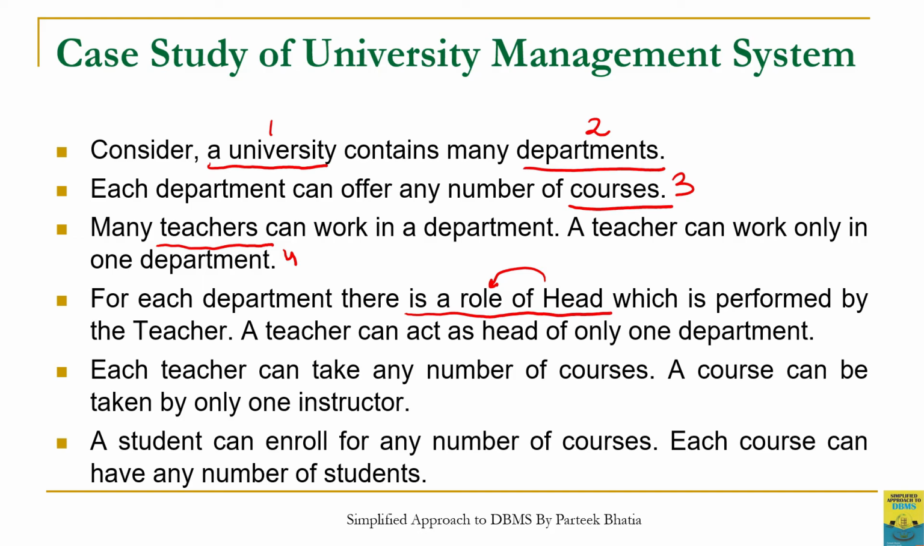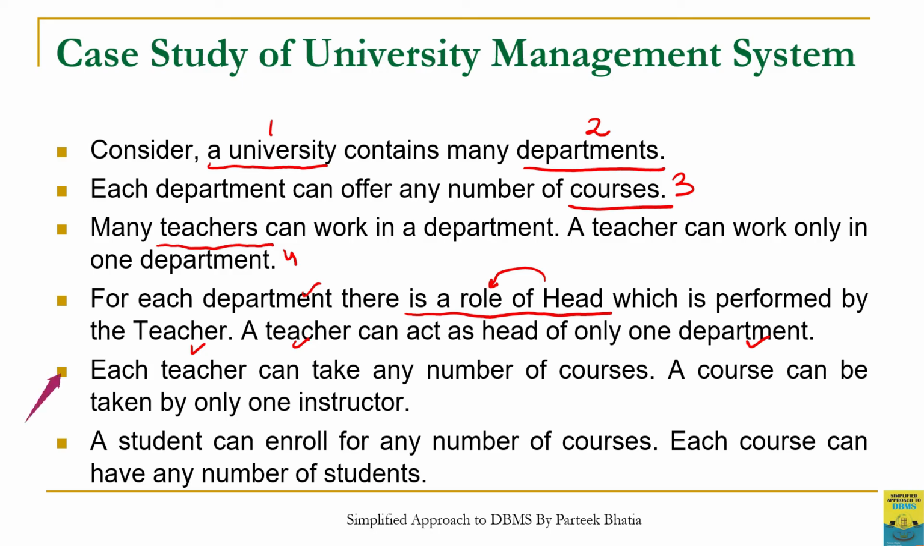A teacher can act as a head of only one department. So here we have department, which is already underlined. We have teacher, we have already selected it, and again we have department and teacher. So there is no new noun, and it is important to note that this head is actually indicating a role or action performed by a teacher.